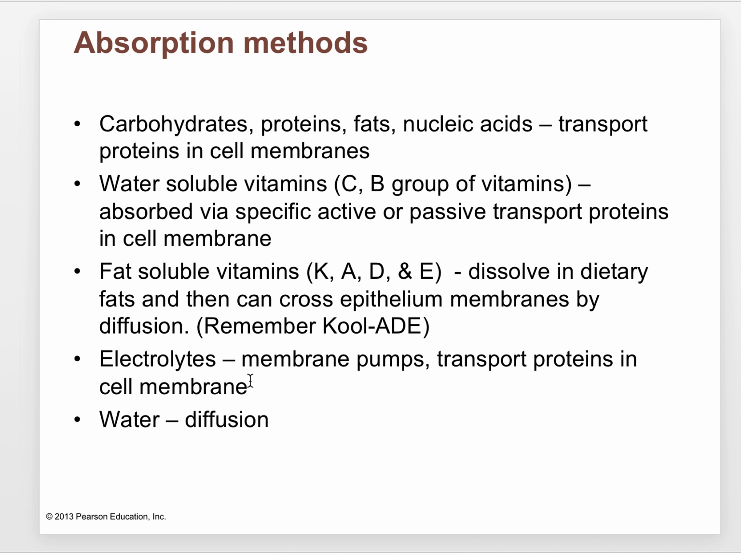A water soluble vitamin, when it comes to the lipid bilayer, the lipid bilayer is waterproof. So water soluble vitamins can't just flow into the cell. They have to be transported through active or passive transport via a protein. Fat soluble vitamins, on the other hand, can dissolve in fat, and so they can cross the lipid bilayer and enter and exit the cell pretty rapidly without the aid of a transport protein. Electrolytes use membrane pumps and transport proteins, and water just enters the cell through diffusion.